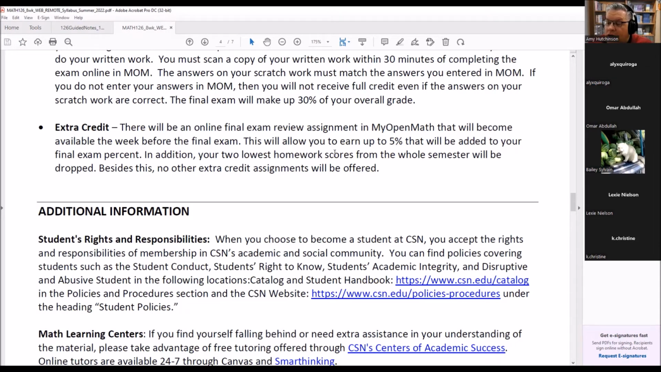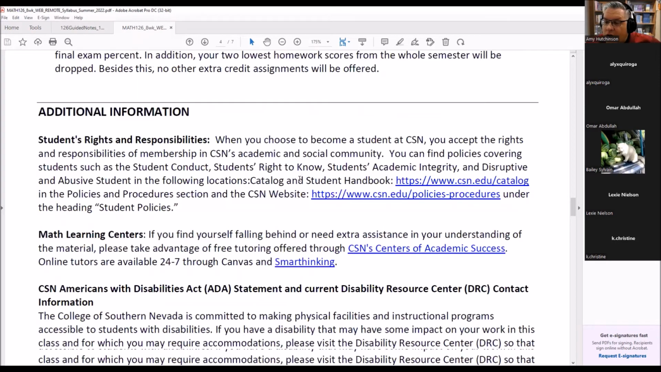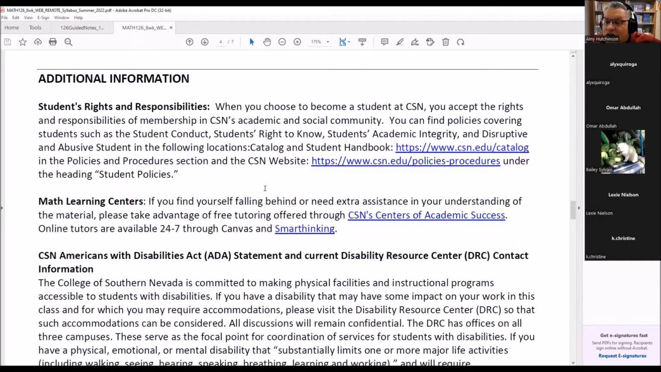So basically, if you complete that with 100%, you'll get 5% added to your final exam. But if you only finish half of it, I do give you partial extra credit. So anything you do will count, and I'll talk about that more when we get into it. So those are the important things I wanted to cover. The rest of this is just information that I'm not going to read. You can read all this on your own.